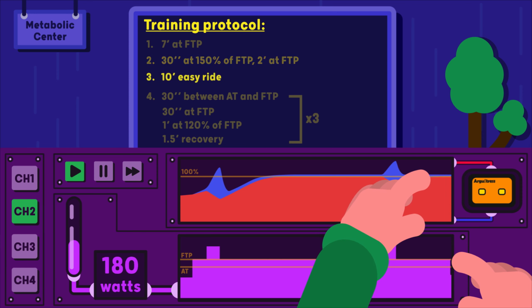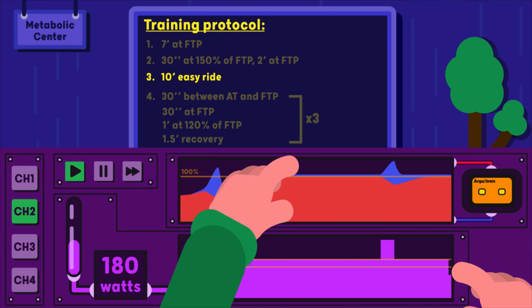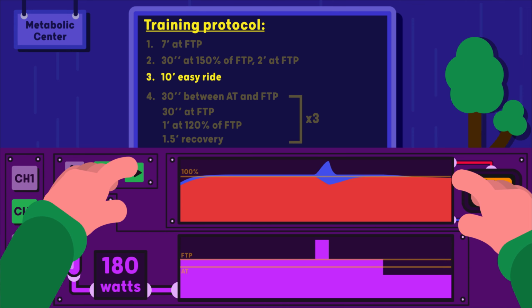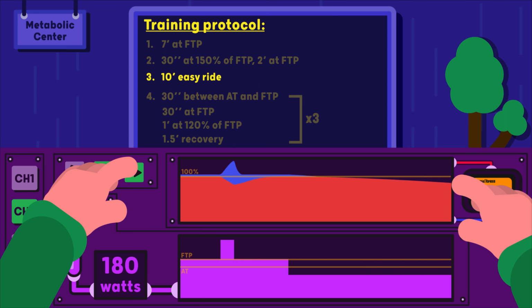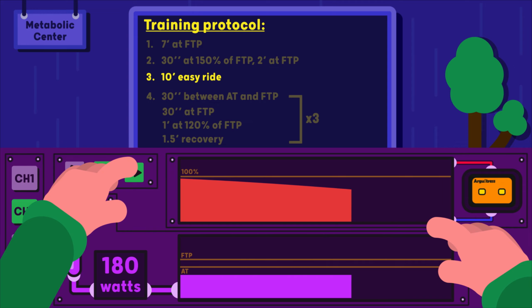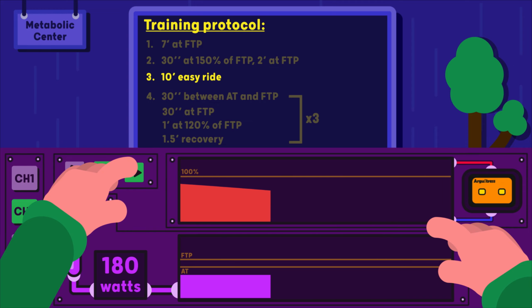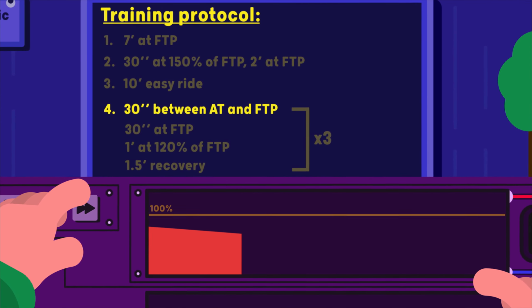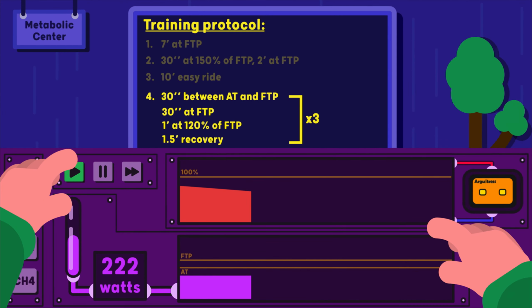A 10 minutes of easy ride comes below 80. Your SEP goes back to around 70% because your body requires less energy than when you work at FTP. After 10 minutes, the last exercise comes. 30 seconds between 80 and FTP, then 30 seconds at FTP, then 1 minute at 120% of FTP, then 1.5 minutes recovery below 80, and repeat this set 3 times.